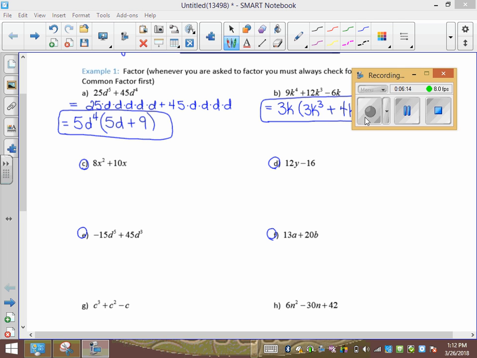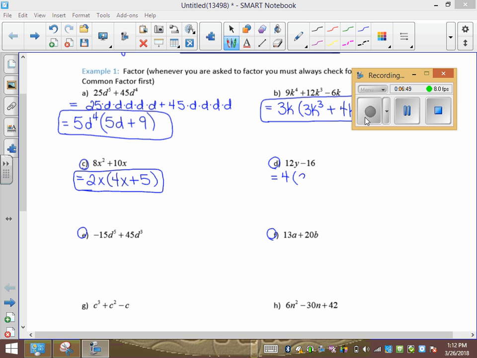Okay, if we look at C, we have 8x squared plus 10x. What can I divide out of 8 and 10? That's the biggest thing I can take out of them. A 2. And x squared and x, an x. 8 divided by 2 is 4. X squared divided by x is x. Then 10 divided by 2 is 5. X divided by x cancels. D, what can I take out? 4.